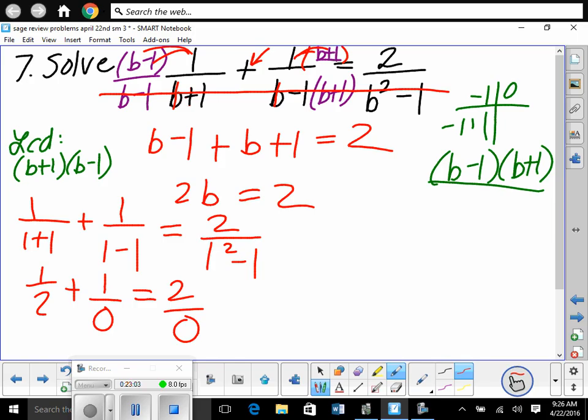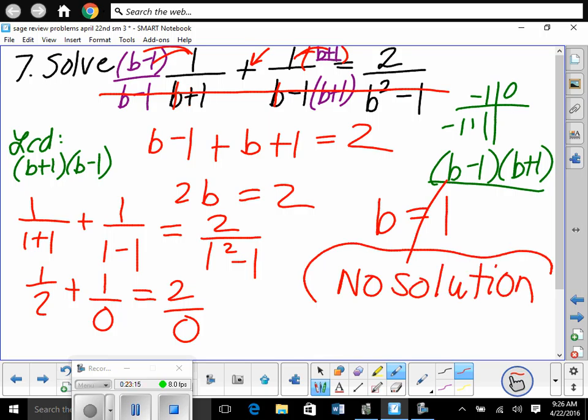So was b equal to 1 a solution? No. No, we didn't do it wrong, but we would throw that answer out. So b equals 1, nope. So we would say no solution. Was there any other solutions for this one? No, we solved, right? Didn't we do our algebra right? The only solution we found was 1, but was that a true solution? It's called an extraneous solution, right?